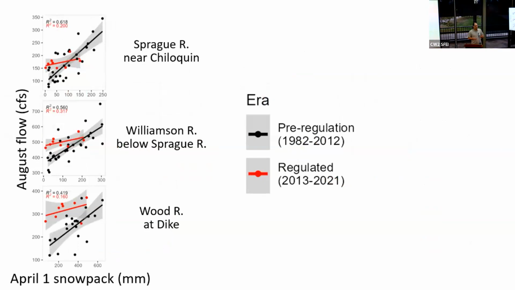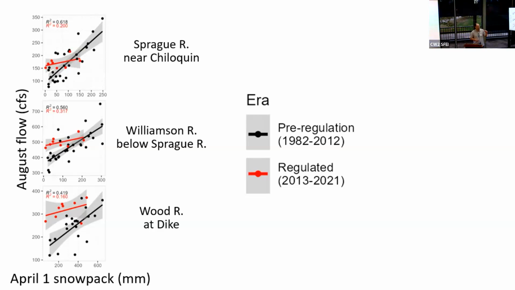We also looked at relationships between snowpack and river flow. So here's an example. We looked at lots of months, but I'm just going to talk about August today. On the top panel, the black dots and the black trend line are the pre-regulation era going back to the 1980s for Sprague River, where snowpack is on the x-axis and August flows are on the y-axis. And you can see that, as you would expect, if there's greater snowpack, there's higher August flow.